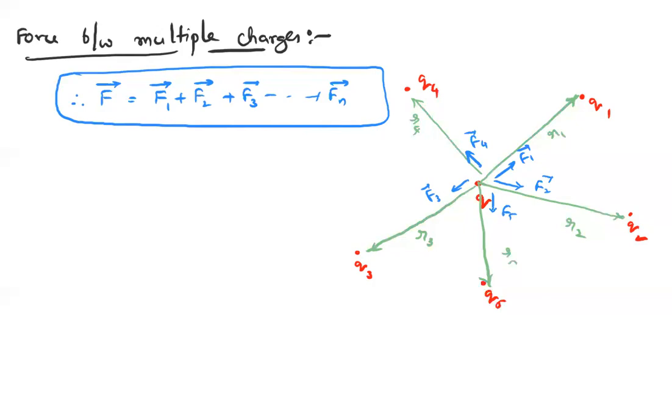We can write the statement like this. Note down. The resultant force on any point charge due to a number of other charges is the vector sum of all the forces on the charge due to the other charges, taken one at a time. The individual forces are unaffected due to the presence of other charges. This is called the principle of superposition and force between multiple charges.